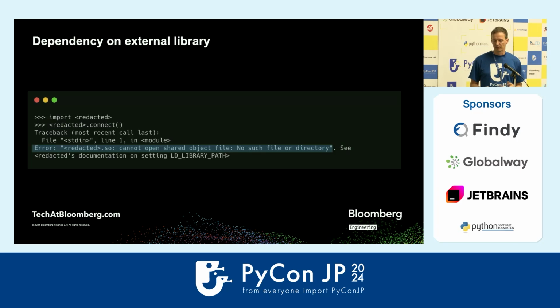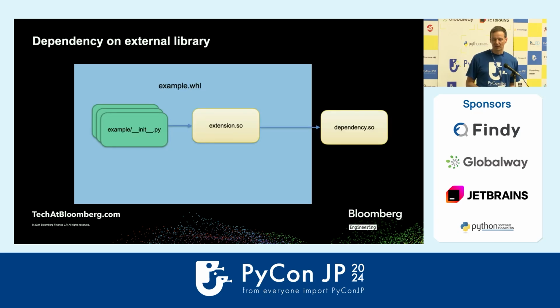So we install it, everything's good, and then we try to import it and call a function in it, and it just blows up with this error message which says cannot open shared object file, no such file or directory, and then you get a helpful link to the documentation talking about something called LD_LIBRARY_PATH. And I think if you're a Python developer, you at this point might have no idea what any of this means. You probably wanted to solve a problem, and now you have two problems to solve, so this is definitely not a great situation.